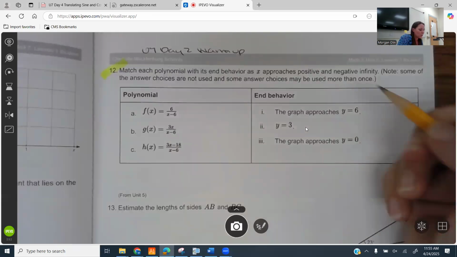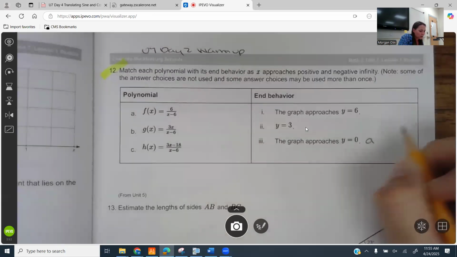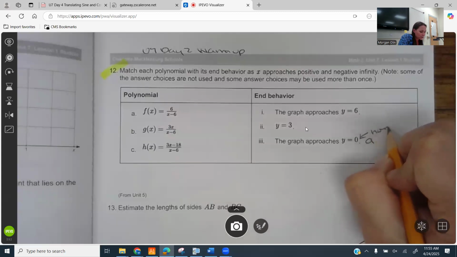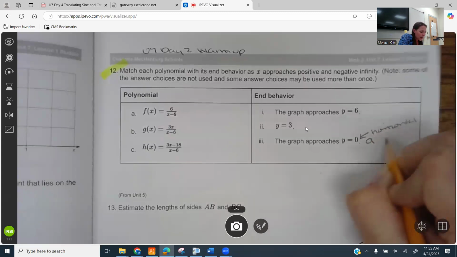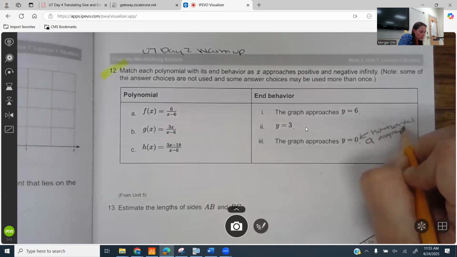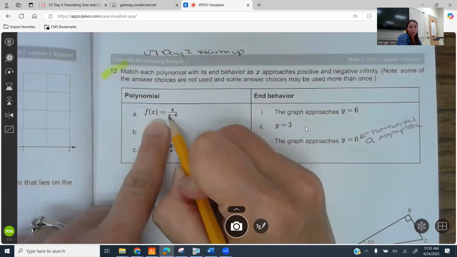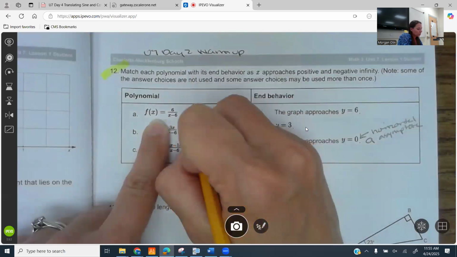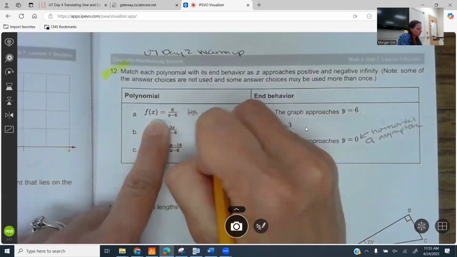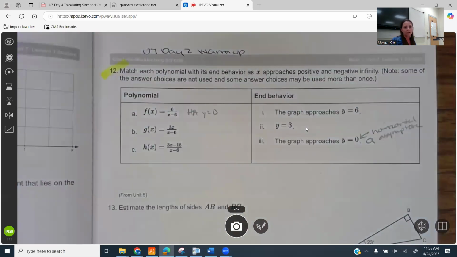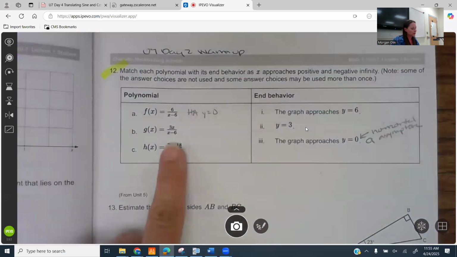All right, and what do you remember that is called? This is called a horizontal asymptote. We also talked about horizontal asymptotes when the degree on the bottom is larger: the horizontal asymptote is y equals 0. All right. Now, let's look at B right here.